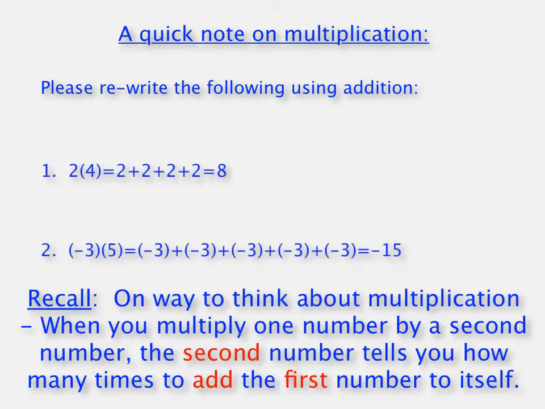So recall, one way we can think about multiplication is when you multiply one number by a second number, the second number tells you how many times to add the first number to itself. So in 2 times 4, this means add 2 to itself 4 times. Or in -3 times 5, that means add -3 to itself 5 times. This is going to be really helpful during this section.